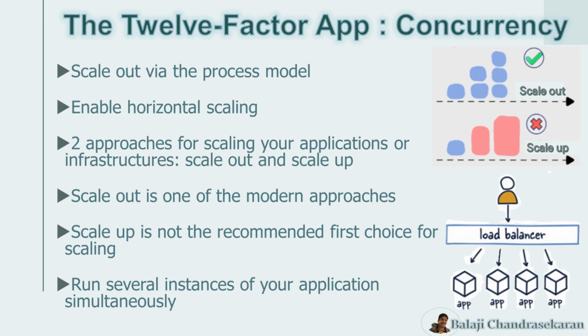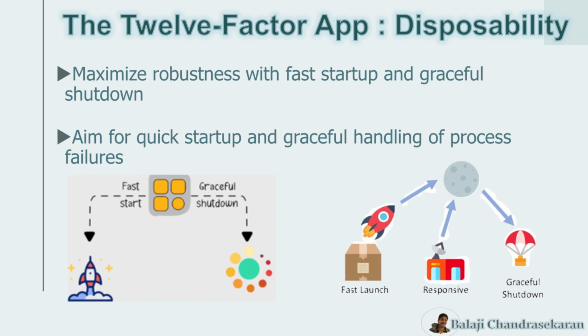For example, if you have a web application, you might deploy multiple instances of it behind a load balancer. Each instance can handle incoming requests independently, allowing you to scale horizontally as traffic increases. The disposability factor enables you to maximize robustness with fast startup and graceful shutdown. Applications should start up quickly and shut down gracefully without losing data or causing disruption.